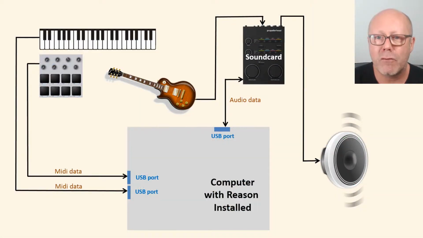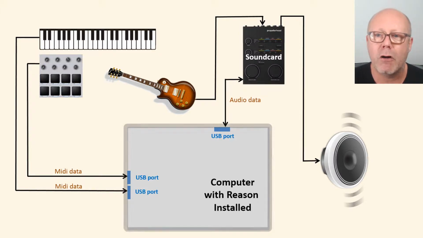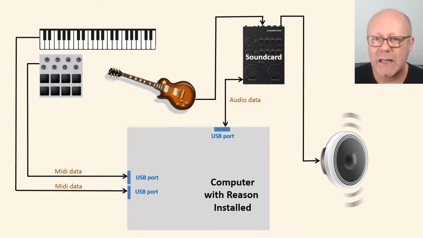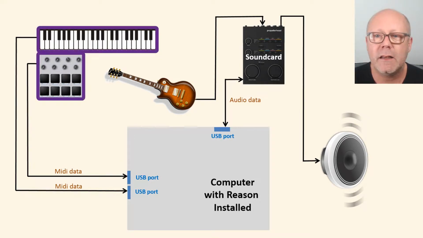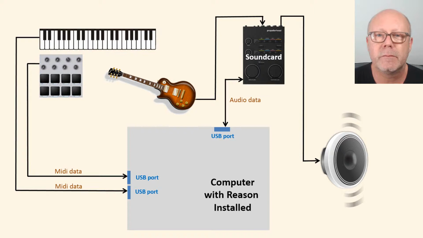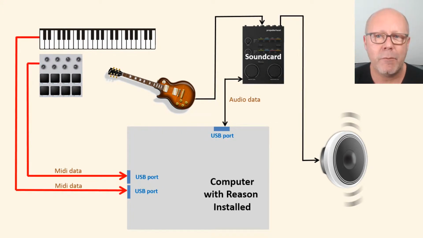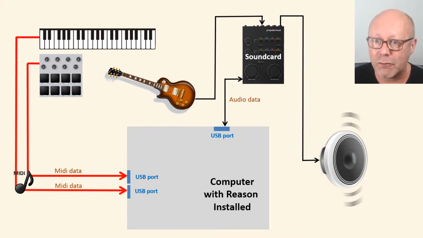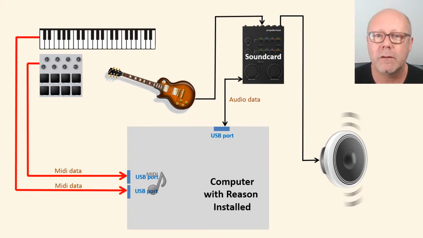Let's first take an overview look at a typical setup. The computer where Reason is installed is represented by the grey box. Some MIDI controllers can be connected via USB ports. MIDI controllers send digital information to the computer via USB ports. For example, this information can be what note is pressed, how hard it is pressed, when it is pressed, and when it is released. This set of data is called a MIDI note.